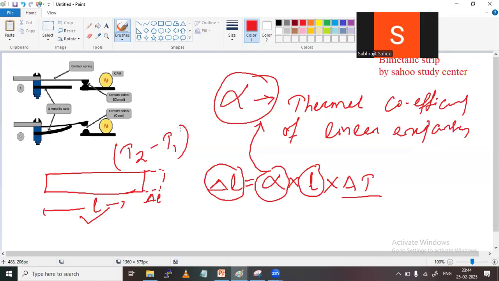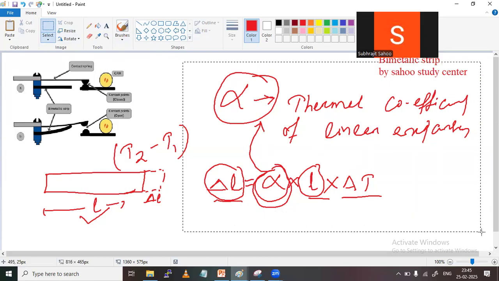Sir, what is alpha? It is the important term. Delta L we know, delta T we know. This one is maybe new for you: thermal coefficient of linear expansion. Sir, what is the meaning? I will tell you simply. The meaning is simple. Observe carefully.